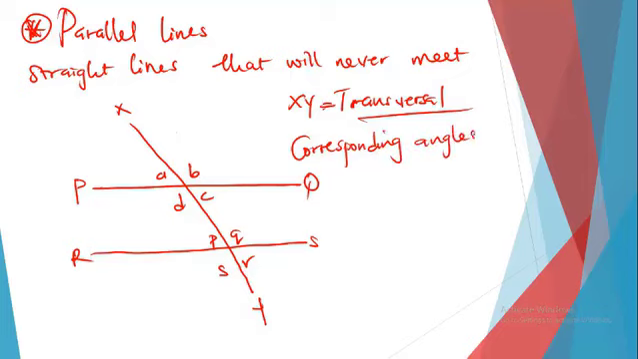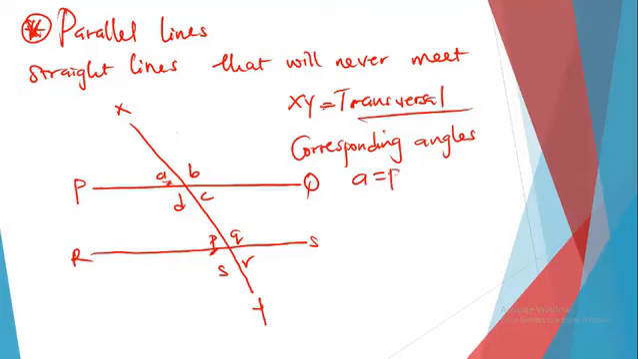Corresponding angles. This knowledge you are acquiring right now will help you solve every problem you encounter in angles or triangles. Corresponding angles are equal. In this diagram, angle A and angle P are corresponding angles.